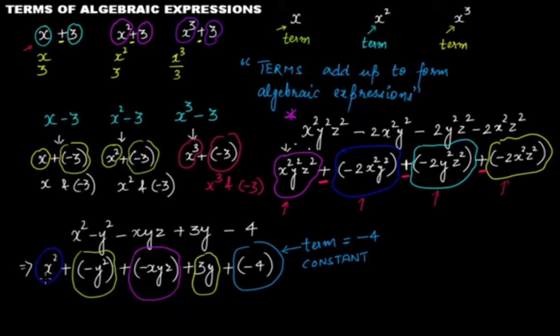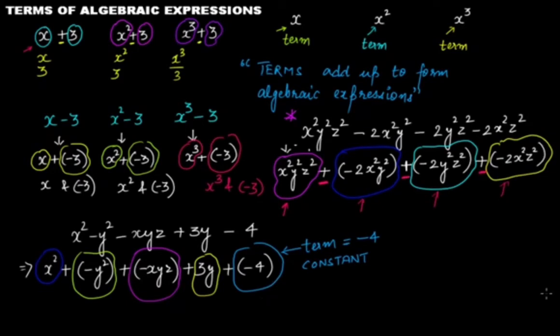So this term is x square. Its value is completely dependent on x. If I take 1, then the term 1's value is 1. But if I take 2, the term's value is 2 times 2, that is 4. Right? That's why this is constant. Its value is not going to change because it doesn't contain any variable. Right? So this was all about terms.